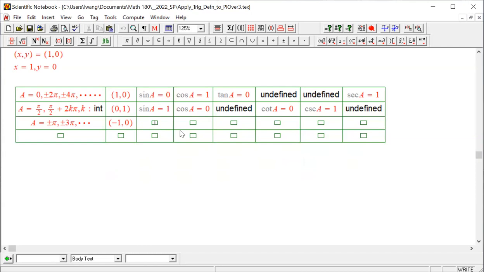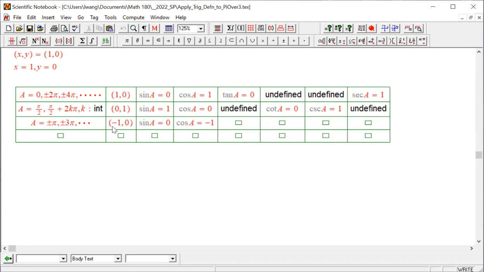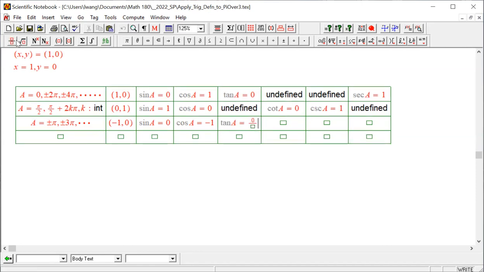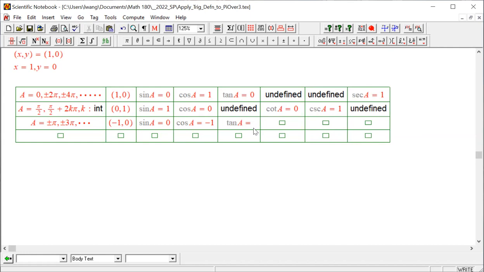Now let's look at sine. Sine is going to equal y, and y is 0. Cosine of the angle equals -1. Tangent of one of these angles is going to be y over x, 0 divided by -1, and that's going to be 0.